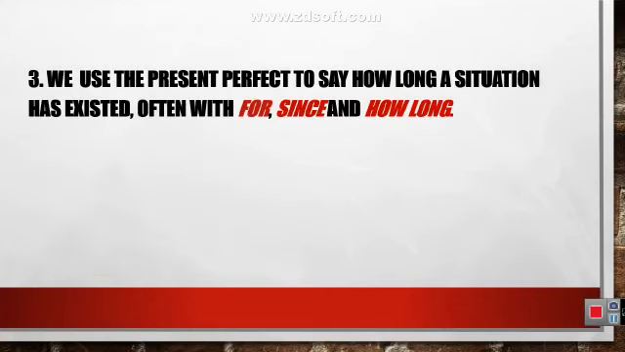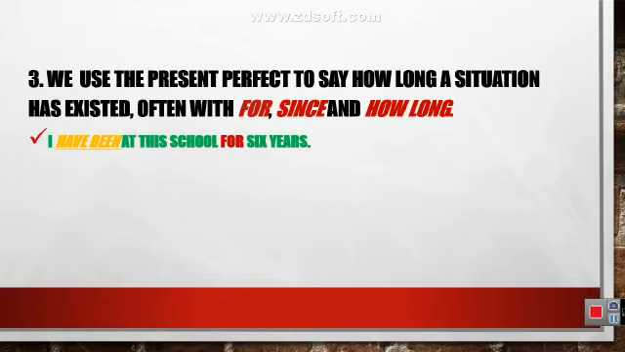Now the third use of the present perfect. We use the present perfect to say how long a situation has existed, often with for, since, and how long. For example, I have been at this school for 6 years. It means I began going to this school 6 years ago and I still go to the same school now. We have lived here since 2005. It means we began living here in 2005 and we still live here now.